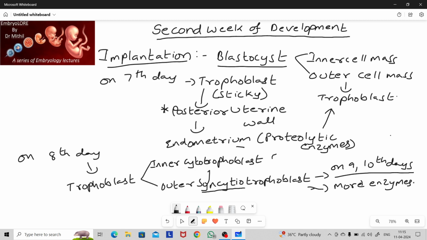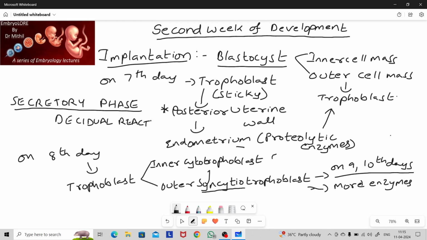Now the endometrium is in the secretory phase. The point to be understood is that during this whole process the uterine endometrium is in the secretory phase. In the secretory phase, there occur some changes which are called the decidual reaction, which is another important question and a concept to be understood. So let us understand it clearly.